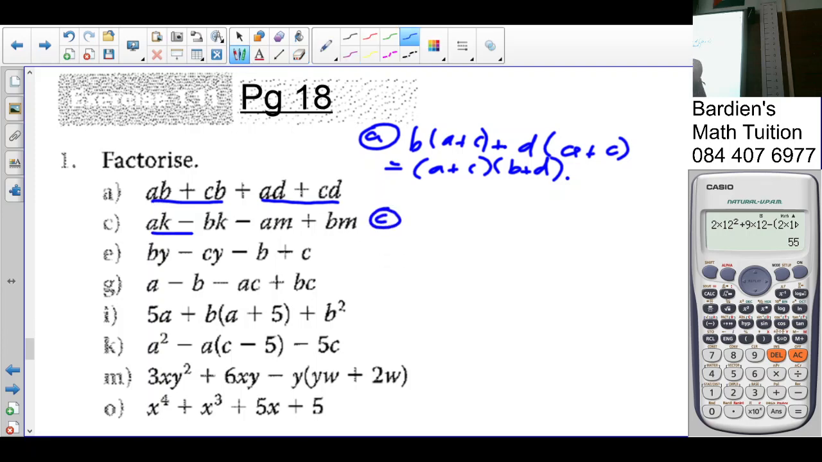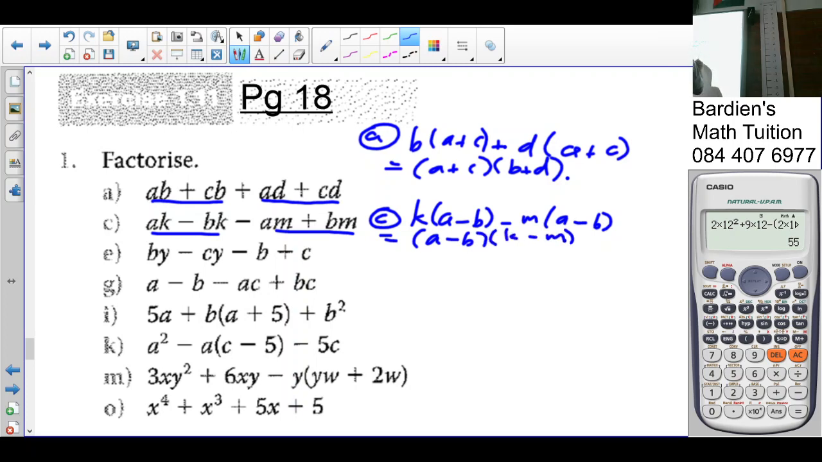So in C we got K as a common factor. So A minus B, and then minus M. A minus B. A minus B is a common factor, and I'm left with K minus. Look at E.